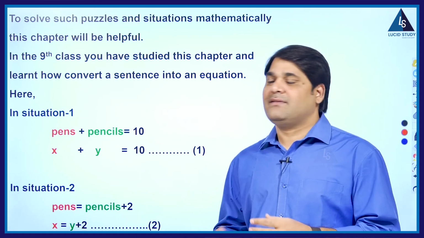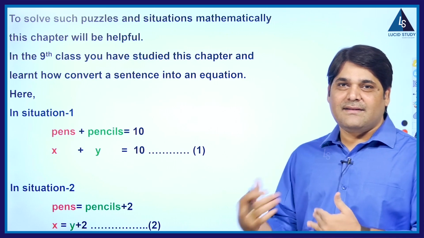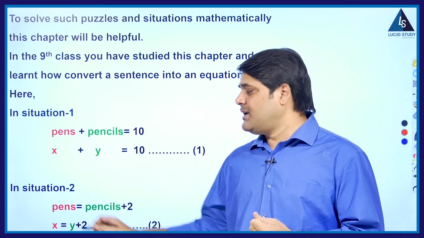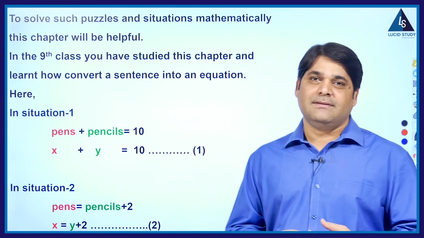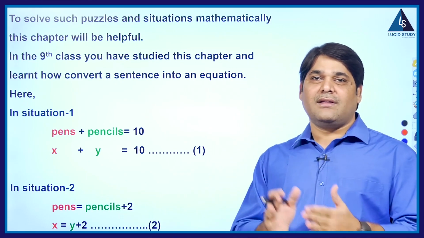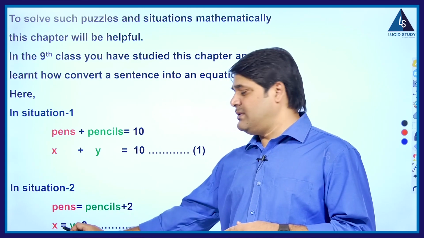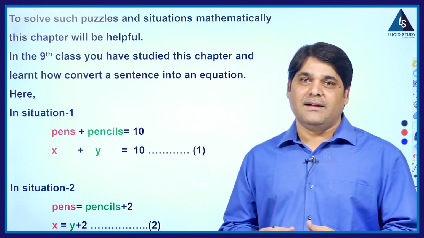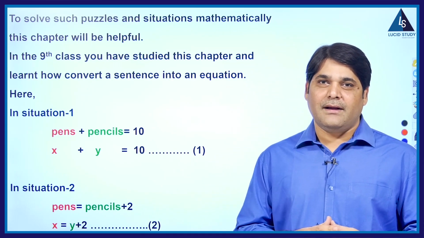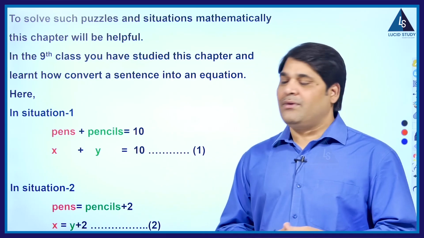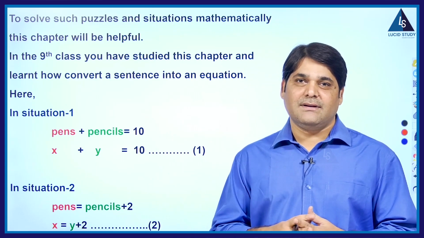Together means x plus y is equal to 10. One more situation I am giving you: the number of pens is 2 more than the pencils. That means pens is equal to pencils plus 2, x is equal to y plus 2. These are the two situations we will have, right? From these two we will solve. How to solve these equations, we are going to see in other methods. Understand, children?